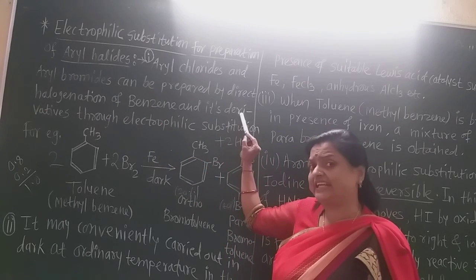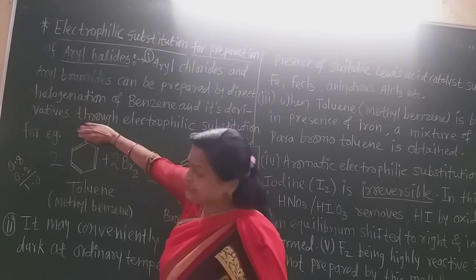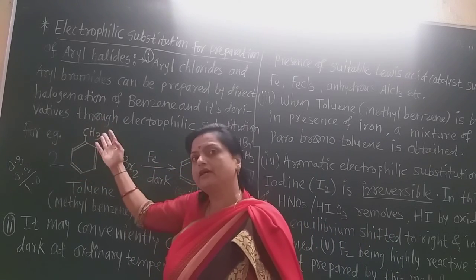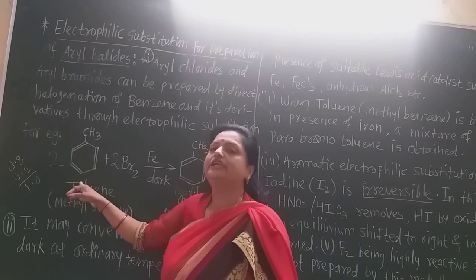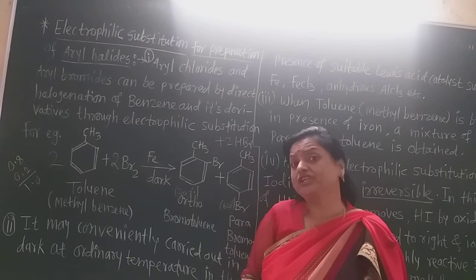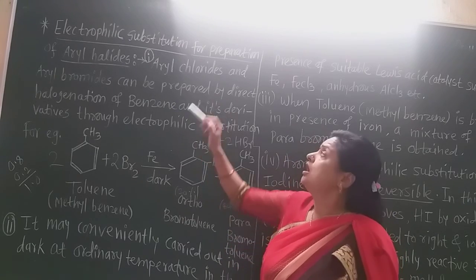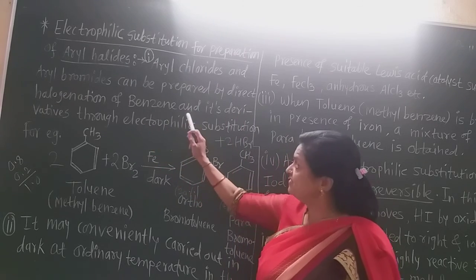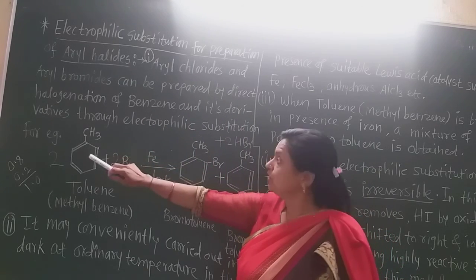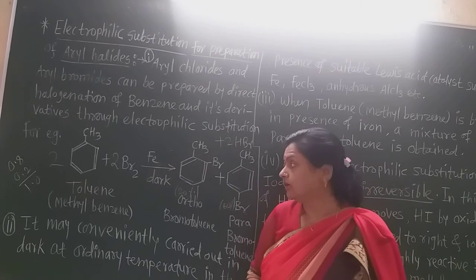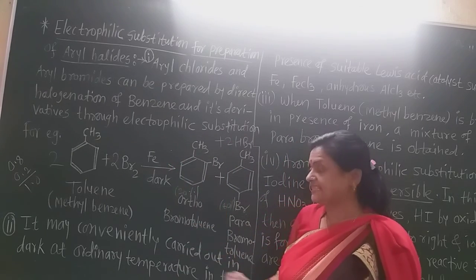What is meant by its derivatives? That means you can use here only benzene or the compounds of benzene, such as toluene, ethylbenzene, and isopropylbenzene. So, aryl chlorides and aryl bromides can be prepared by direct halogenation of benzene and its derivatives through an electrophilic substitution reaction. Now, this is the example.